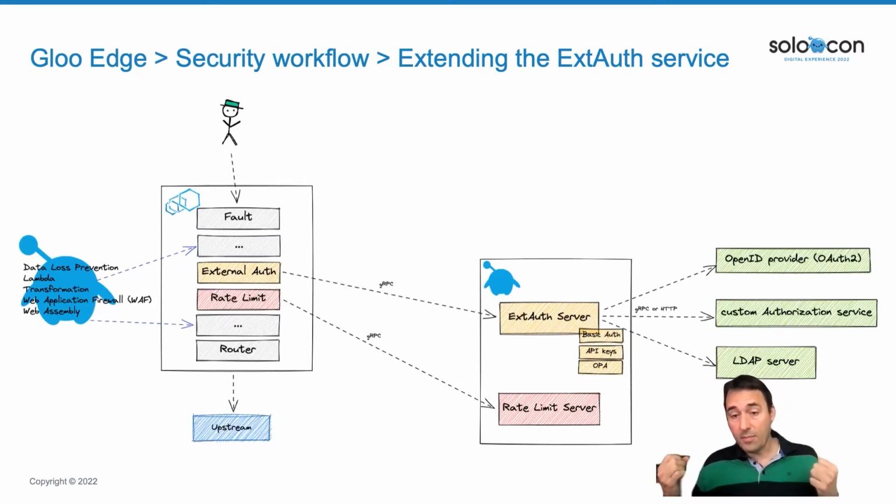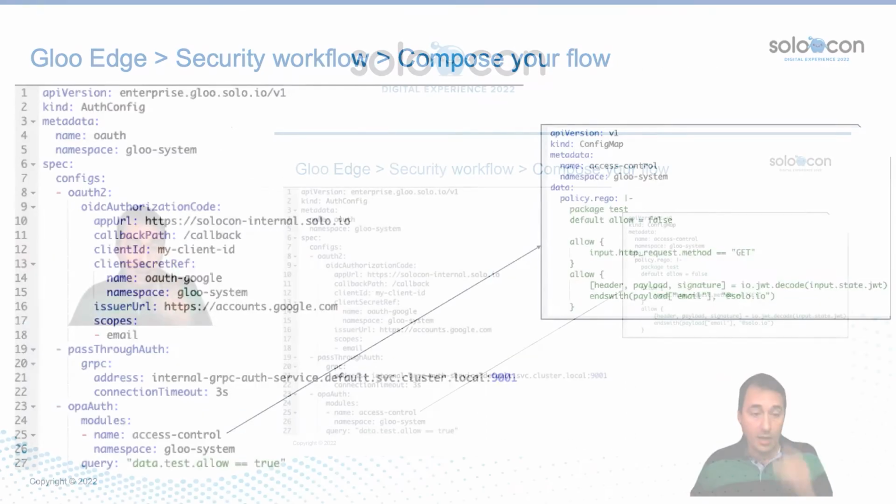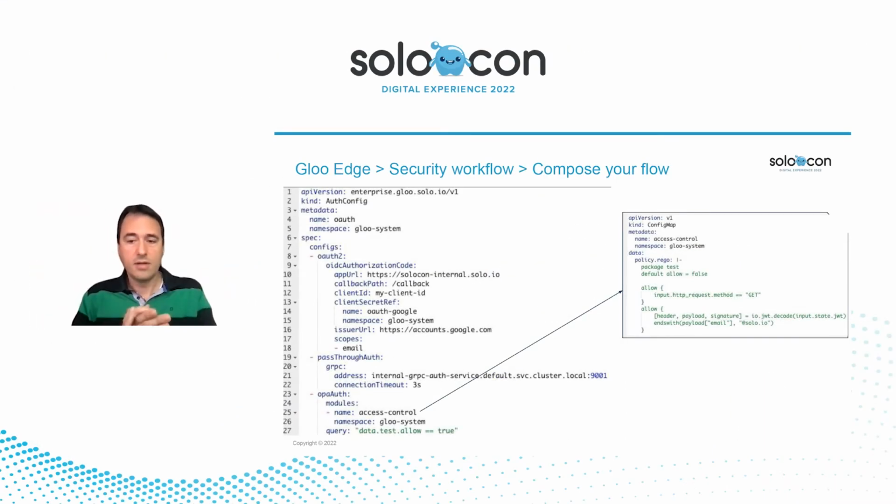There is also the possibility to connect your own infrastructure, your own servers, to that server. So any OpenID provider or custom authorization service or LDAP or this kind of thing, combined with the features that are implemented in the extauth server. How can I do this in a real world scenario? So you can compose your own flow.